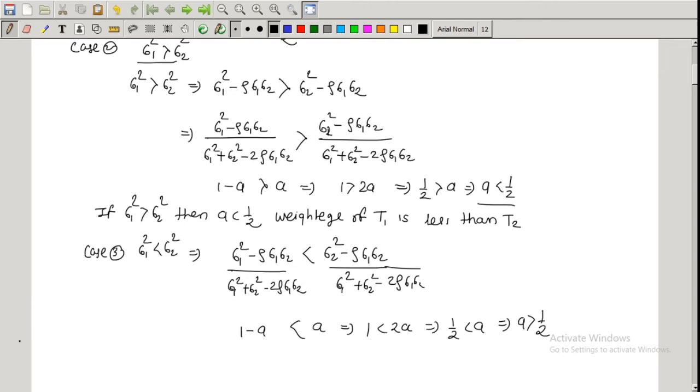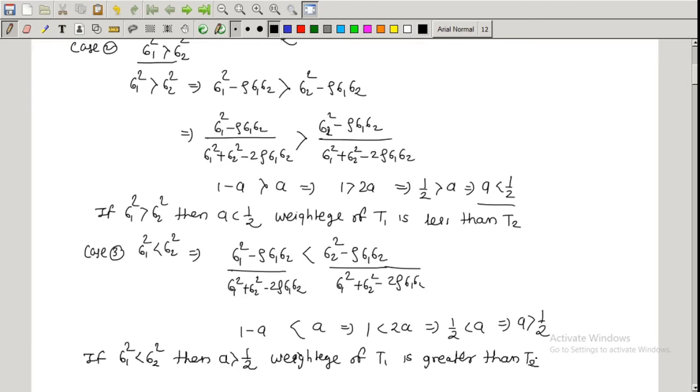So if sigma 1 square is less than sigma 2 square, then A is greater than 1 by 2. So here the weightage of T1 is greater than T2. In this case, the weightage of T1 is greater than T2.